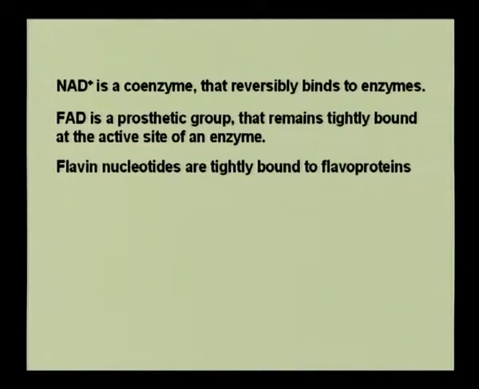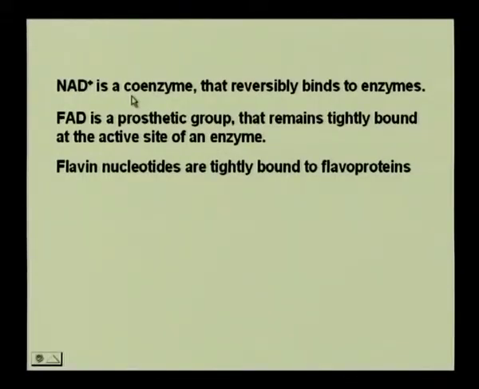Now, we have looked at these molecules before. Okay? We will go into some of the details of what we looked at before. We considered these when we studied vitamins and coenzymes. NAD plus is a coenzyme that reversibly binds to enzymes. Okay? That is what a coenzyme is, and FAD is a prosthetic group that remains tightly bound to the active site of an enzyme, and we will see how these are utilized in the process of oxidative phosphorylation to give you ATP production.